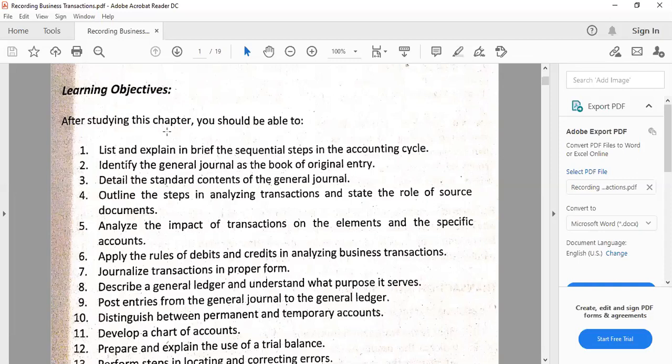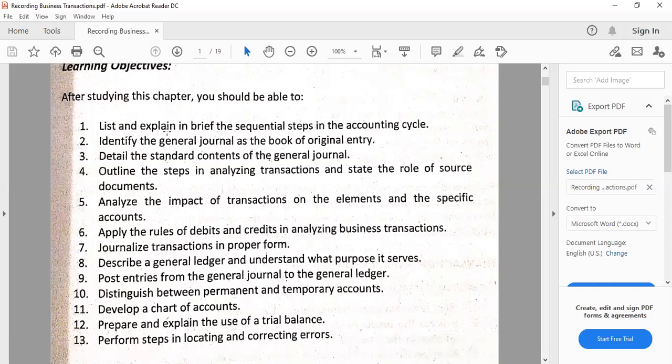Now, in your observation, probably there is still a mention of analysis of transactions, like for number 5, also 4 and 6, rules of debits and credits. It is because we have to make sure that we really understand the previous chapter, the rules of debit and credit, and the analysis of transactions, so that we can do the first step of the accounting process, and that is to record the business transactions.